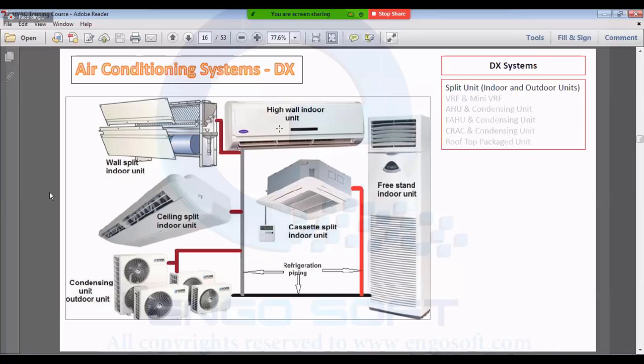There is another type called the cassette split indoor unit. This exists in shopping centers, shops and retail stores and something like that. It is mounted in the ceiling.